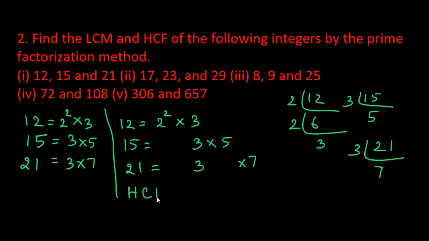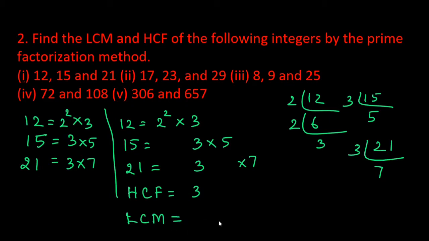Now HCF. We should take the product of smallest powers of common factors involved. Common factors here, 2 is not a common factor. Only 3 is common factor. The smallest power of 3 here is 1. So HCF is 1.